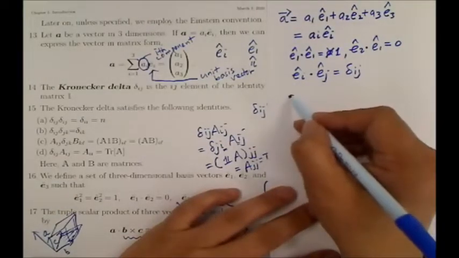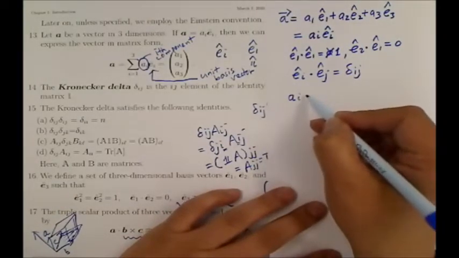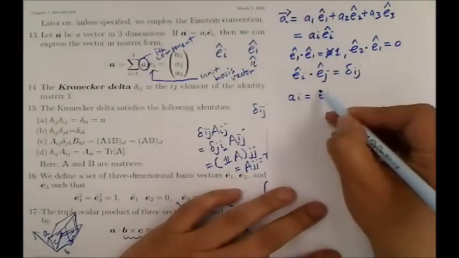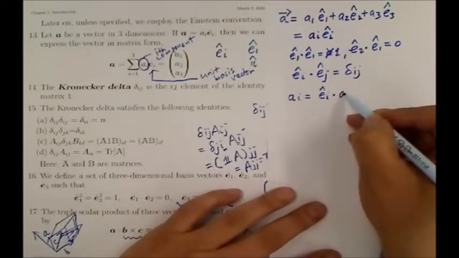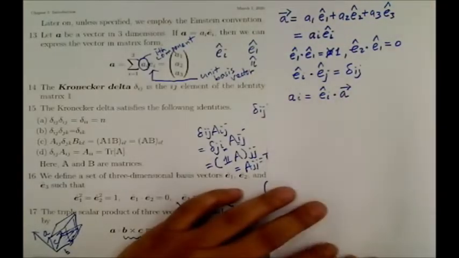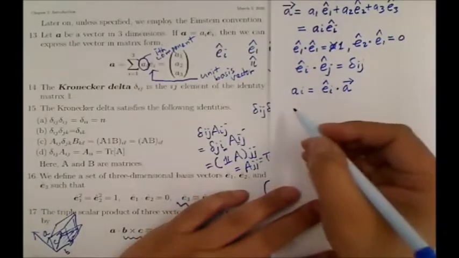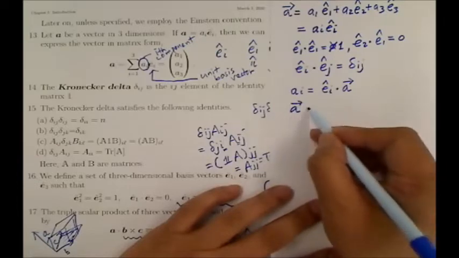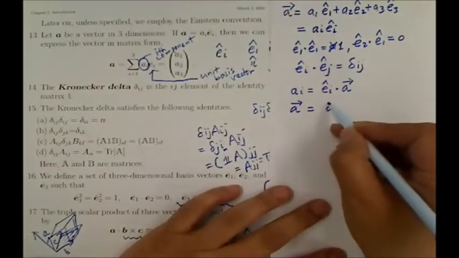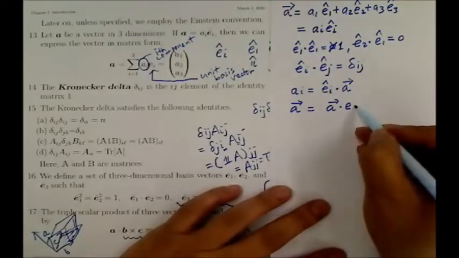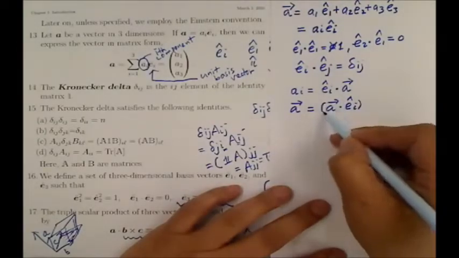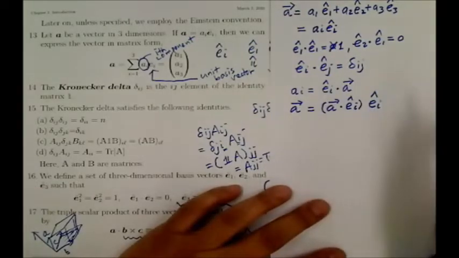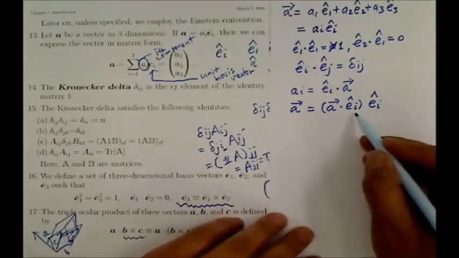So the component A_i can be obtained by taking the scalar product between E_i and vector A. So if I substitute this in here, vector A can be expressed as A scalar product with E_i, and this is a scalar, multiplied by the unit vector, and summation over i is assumed.